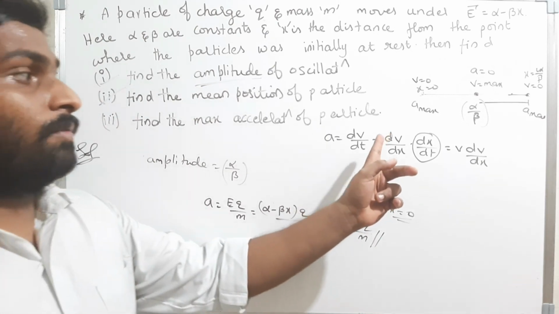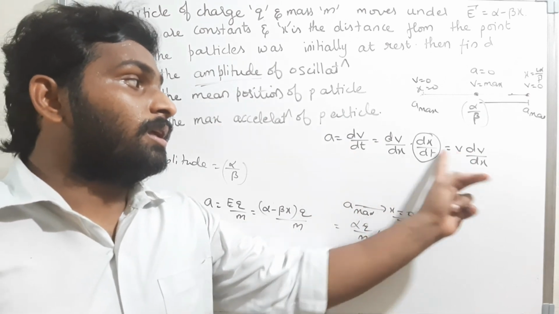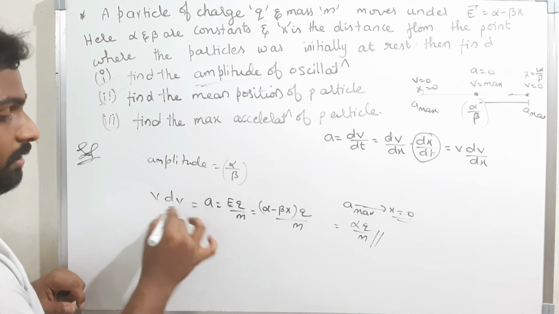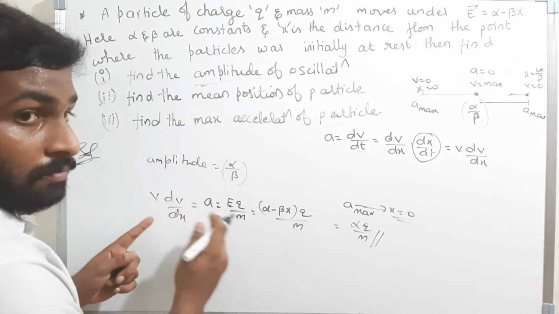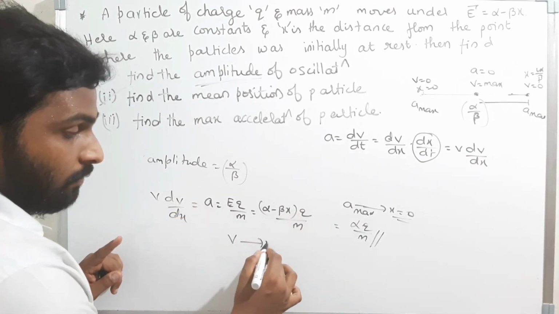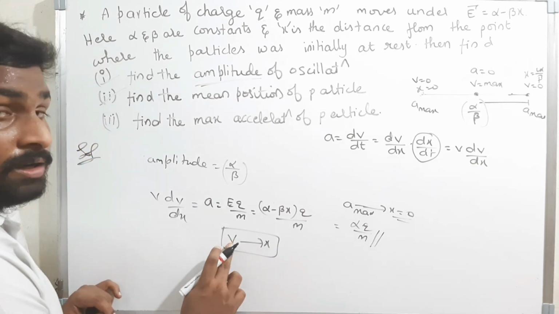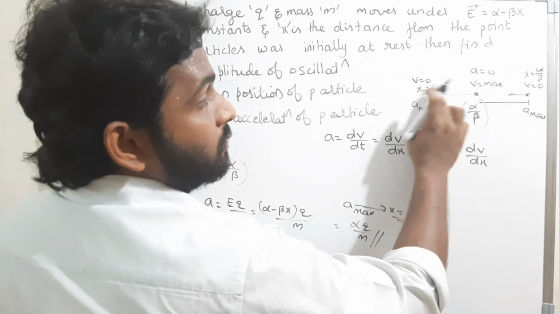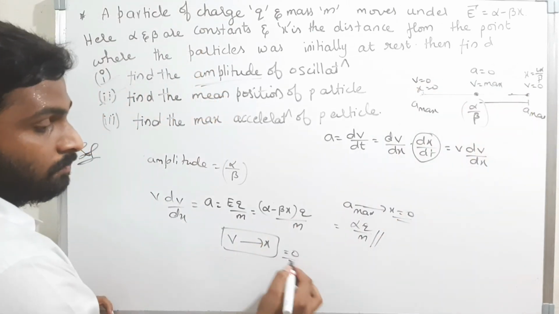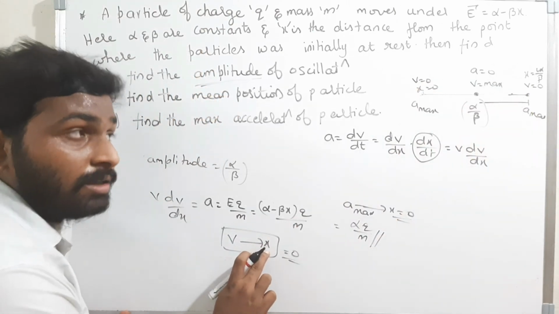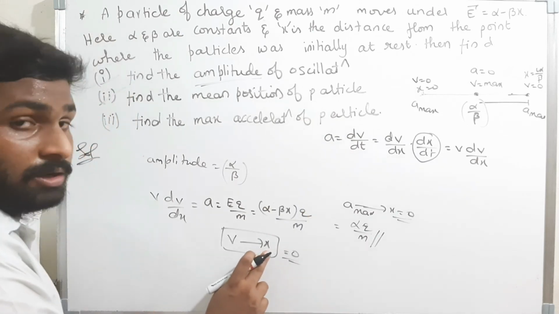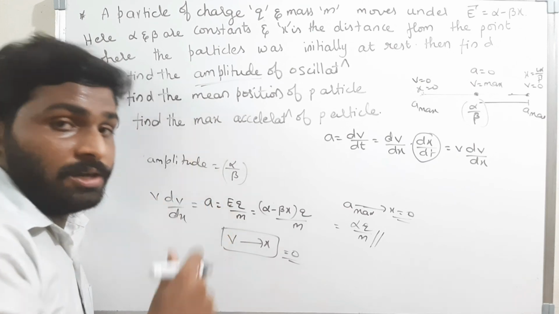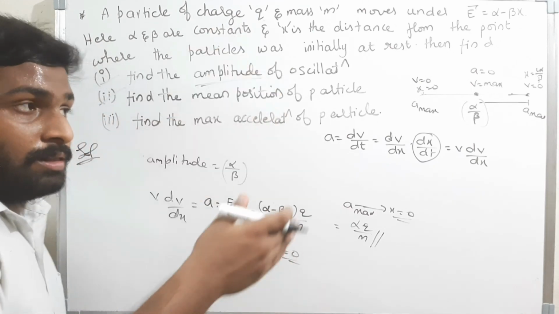First of all, find the acceleration you got. Now, the acceleration is nothing but v into dv by dx. Now find the relation of v in terms of x. Now I got v in terms of x. Now the velocity becomes 0 at extreme positions. If you keep v is equal to 0, I will get the positions of x where the velocity becomes 0. That means if I got the two values of x, these two values are the extreme positions of the oscillation.